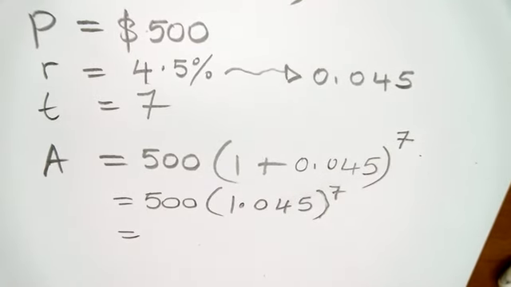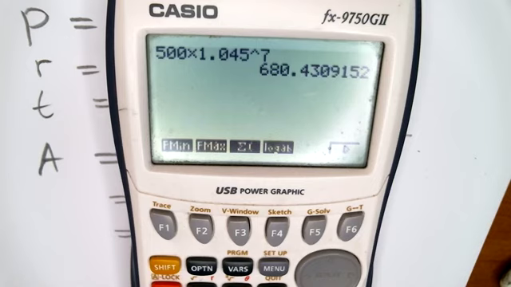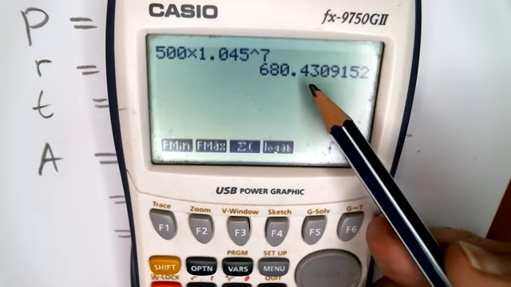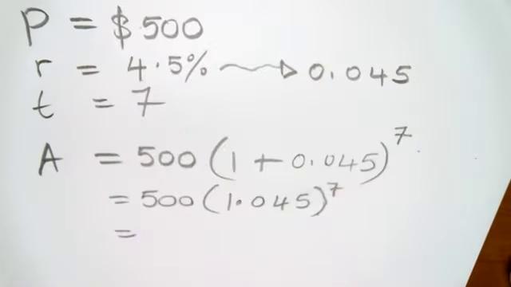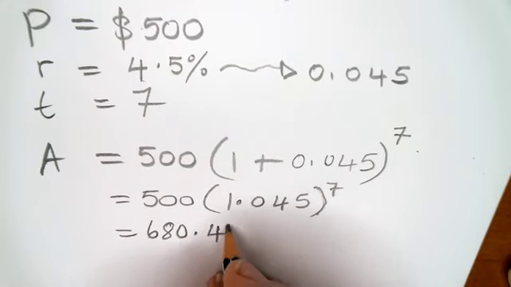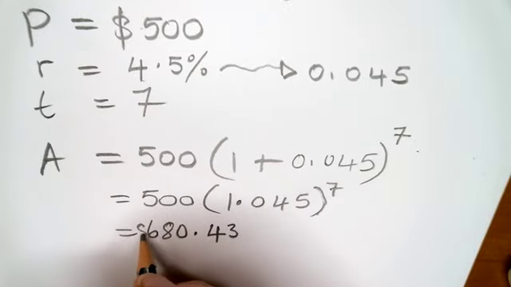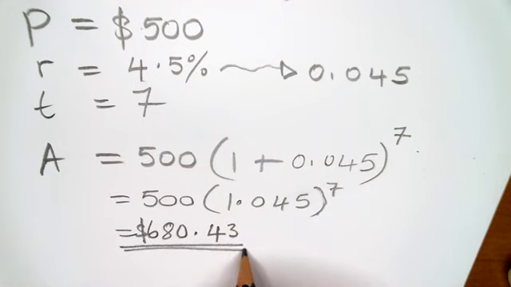Let's have a look, see where we land. So we're going to have 500 times 1.045, and that bit there is to the power of 7, and we get our answer straight away, $680.43. Now, it's in dollars, because we have a dollar sign here, so we must have a dollar sign here, no space between the dollar and the number, and that would be our answer.